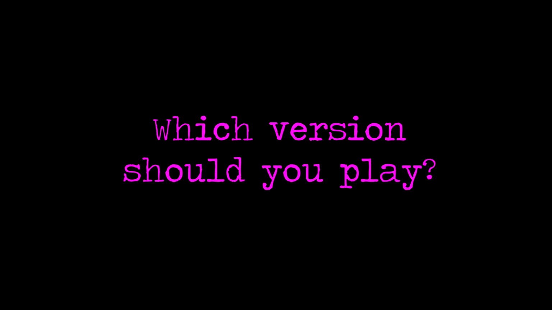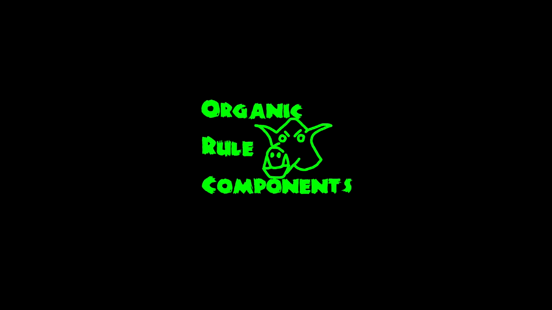So which should you choose? If you want the GM to challenge the players with mysteries and dangerous situations, where failure is always a very real possibility, and where the core question answered by the rules is, would this work? Then choose the Organic Rule Components version.